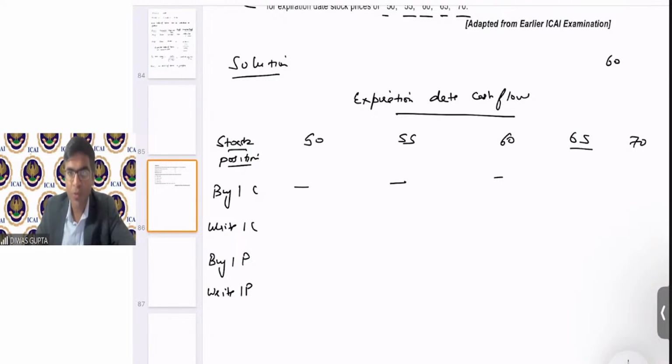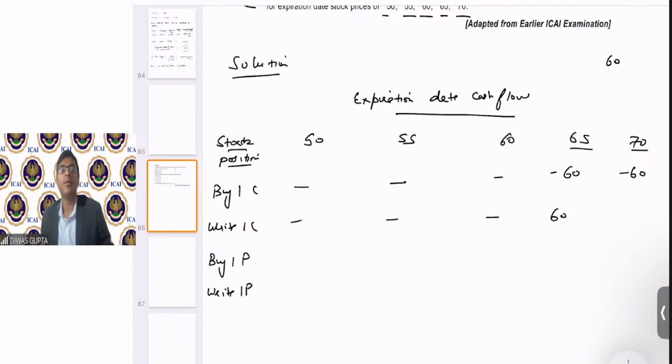65 is where I will exercise the option. And while I exercise the option, I will end up paying 60 rupees. Correct? As outflow for purchasing the share. In case it goes to 70, then also I will end up paying minus 60. If I write one call option, there is nothing since the call option will not be exercised on 50, 55, and 60, there will be no cash flows. However, on 65, I will get a positive cash flow of 60 because the call option holder will exercise the option. And here also I will get 60 rupees.